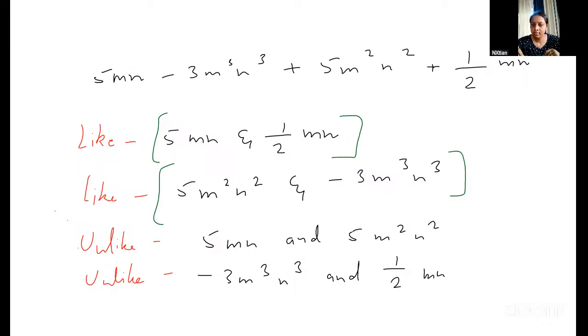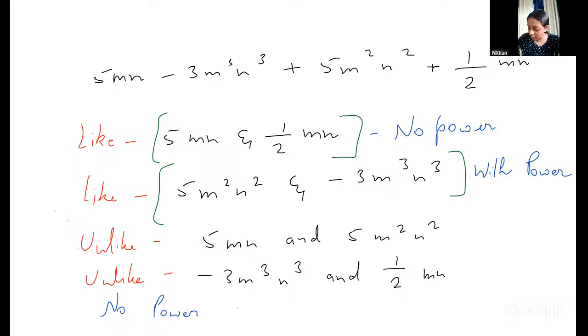Ma'am, I'm not understanding. You did not understand this? See, this has no power. We know that the variables are the same. And this is with power. Ma'am, so like terms with power go in one category, and like terms without power go in another category. Yes, they are not the same. So no power are like terms in one category, whereas with power are like terms in another category. But no power is not equal to with power.